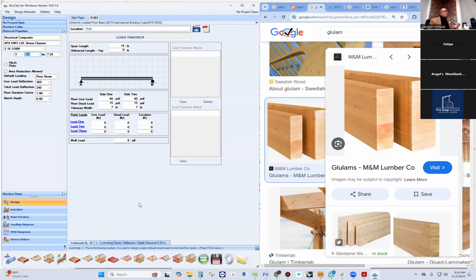But the LVLs are way stronger than solid sawn. So we're going from the little baby to a little bit bigger to the biggest. We just happen to skip the glulams and typically move all the way to steel. We're like, you know what? We're not going to do that one. We immediately go to steel as an option. But you do have the glulam as an option, okay?